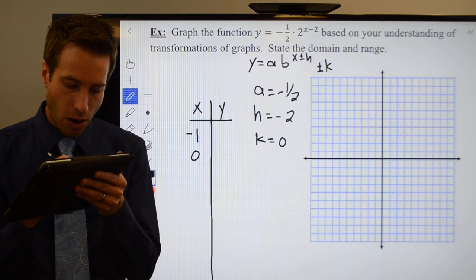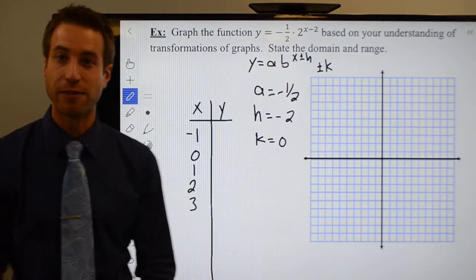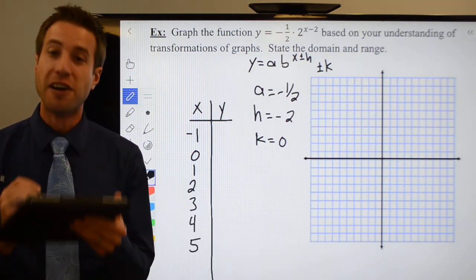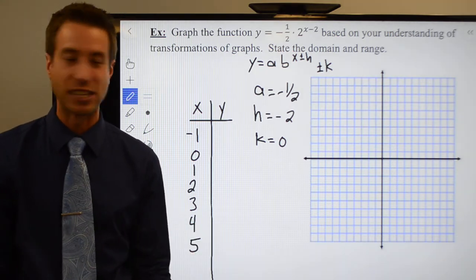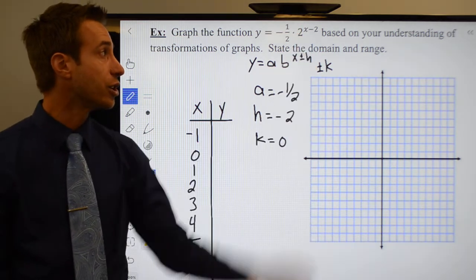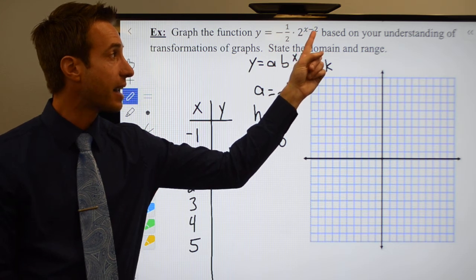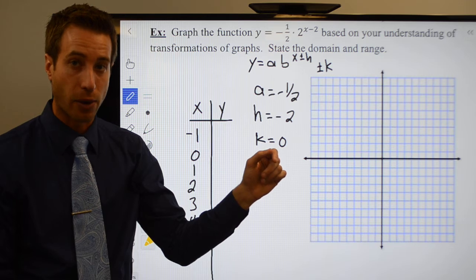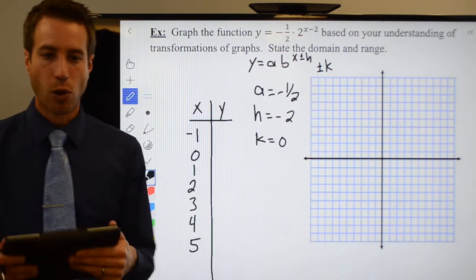Negative 1, 0, 1, 2, 3. I normally stopped my table at positive 3. I'll go 2 units past that, 4 and 5. All right, thanks to my value of h, I just shift my table as well because h has shifted my graph over. Again, we're just going to use our calculator to go ahead and do this. I'll plug in negative 1 in for x. Negative 1 minus 2 would be a minus 3. So you're going to do 2 to the negative 3rd power. Whatever that is, multiply it by a negative 1/2.